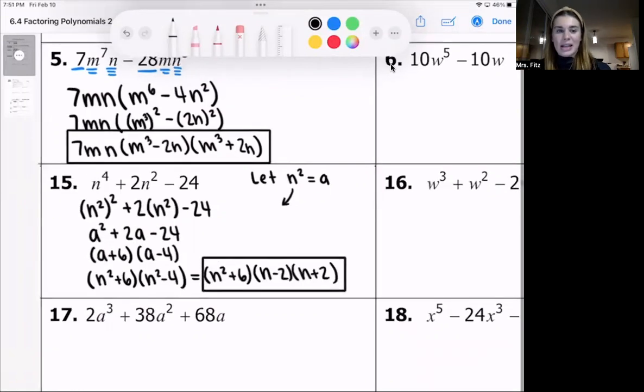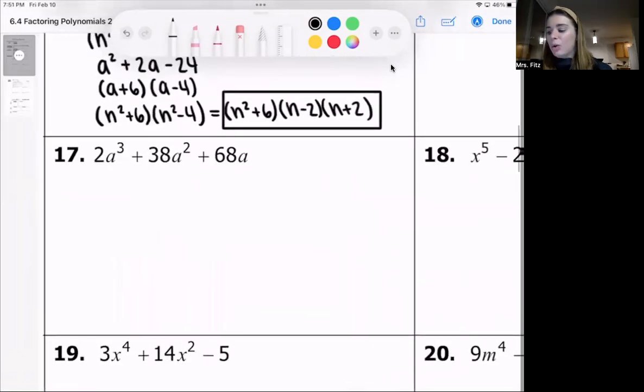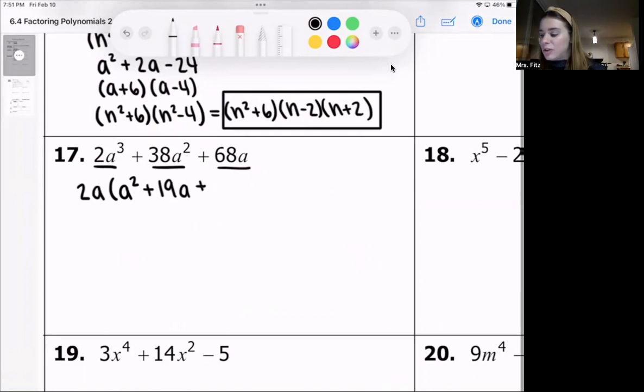Okay, let's go ahead and jump into number 17. So remember, we always want to look for a GCF first, and this one definitely has one. So it looks like we can pull out a 2 and an a here. And then what we have left is a squared plus 38 divided by 2, we get 19a plus 68 divided by 2, we get 34.